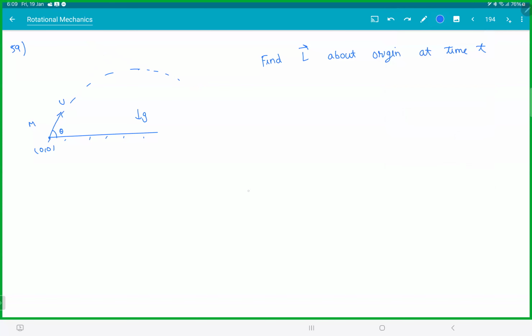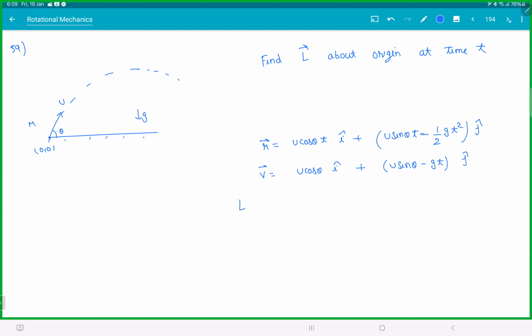Brute force, everyone. What is R bar? U cos theta t I cap plus U sin theta t minus half g t square. You should know your formulas. Velocity vector would be U cos theta I cap plus U sin theta minus g t J cap.